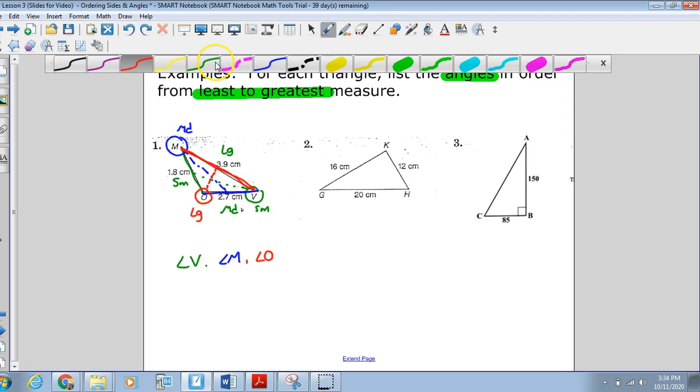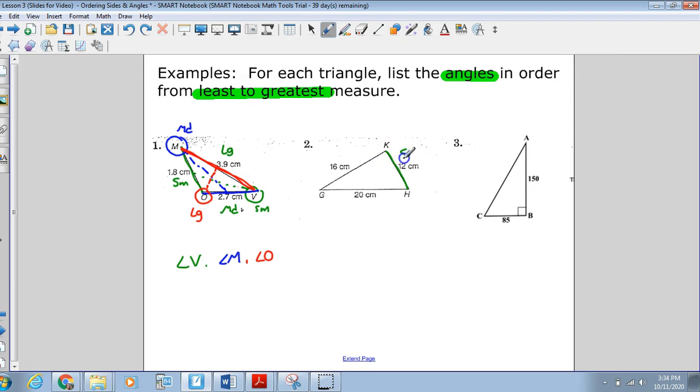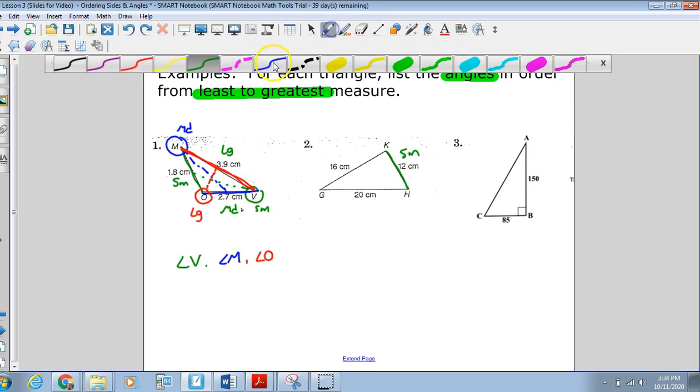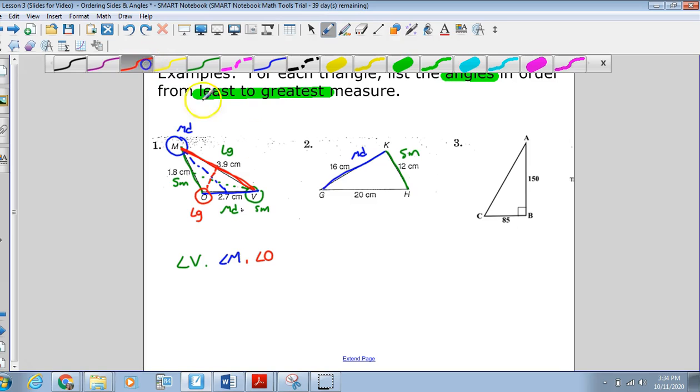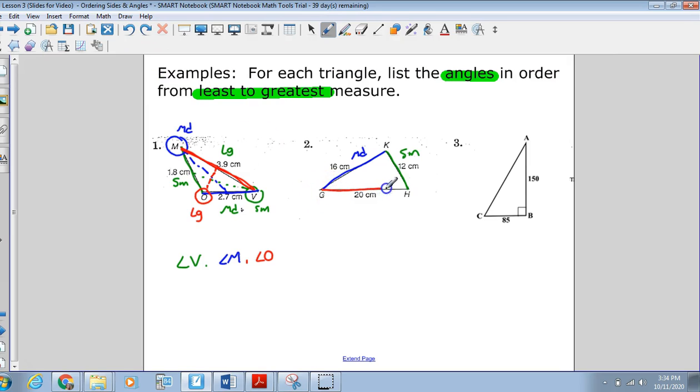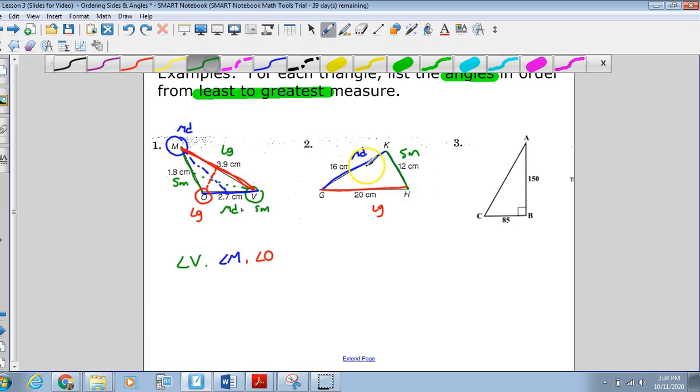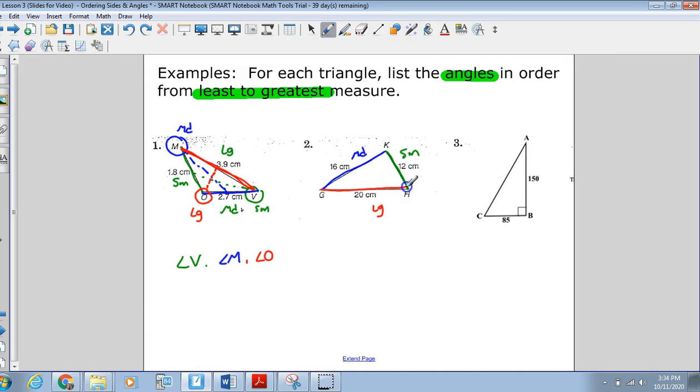Let's move on to number 2. Let's do the same thing. It looks like this 12 is our small. And it looks like this 16 is our medium. And this 20 is our largest side. So when we list our angles, then we're going to list the ones that are across from those. Our smallest side over here is 12.